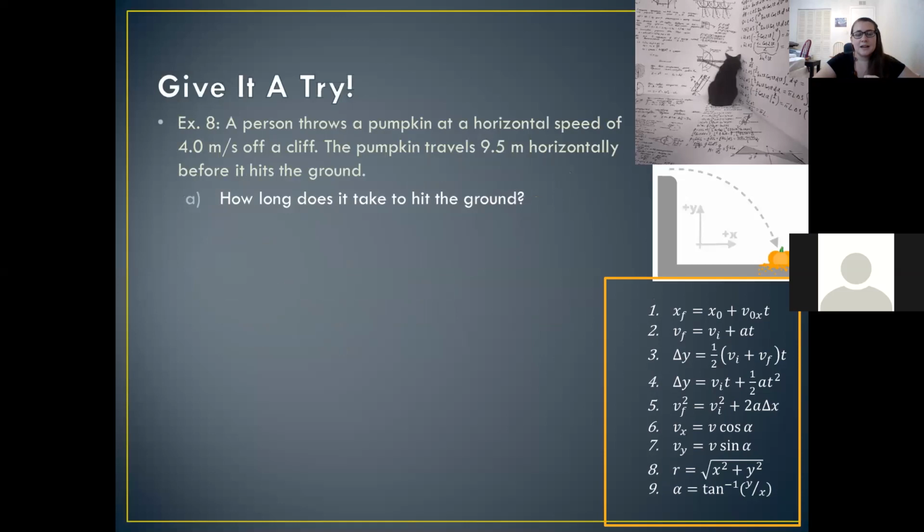Okay, so part A, how long does it take to hit the ground? Over here is a really simplified picture of what's happening. Positive is up and to the right. And we can see our pumpkin hits the ground at some distance away from the cliff after falling down some distance. So that's just a simple sketch of our scenario.